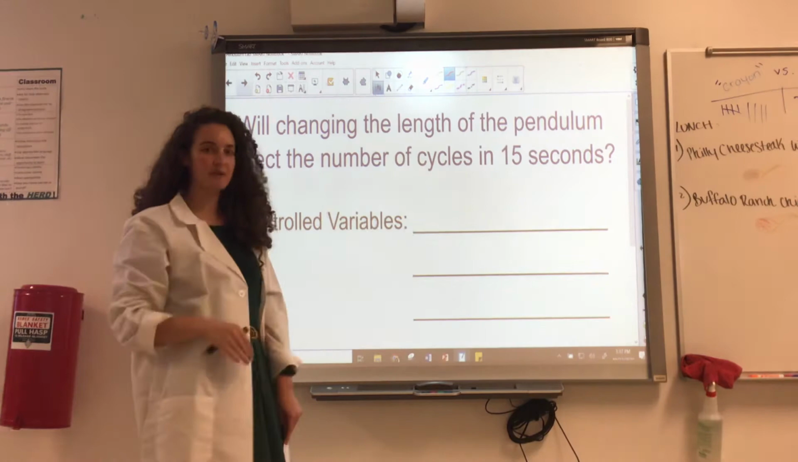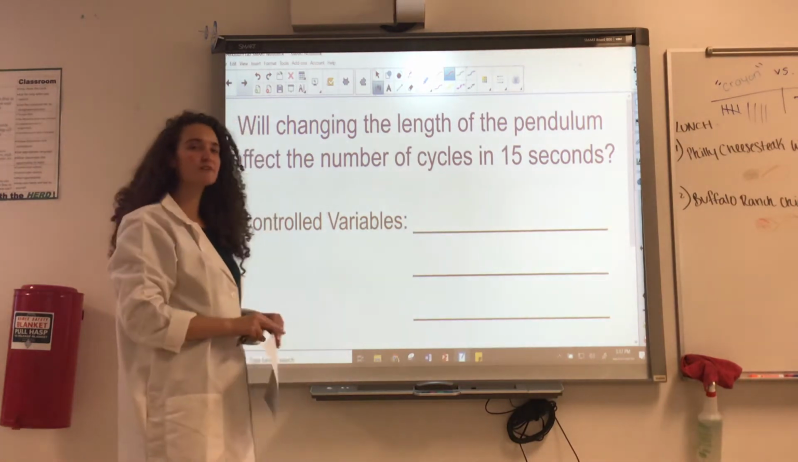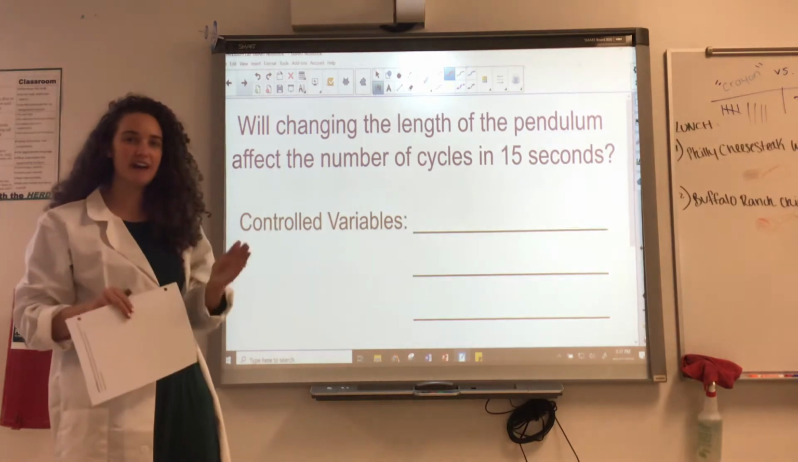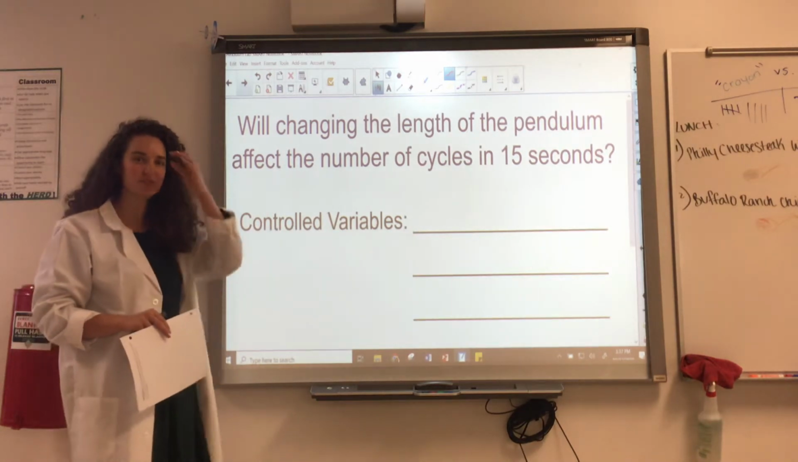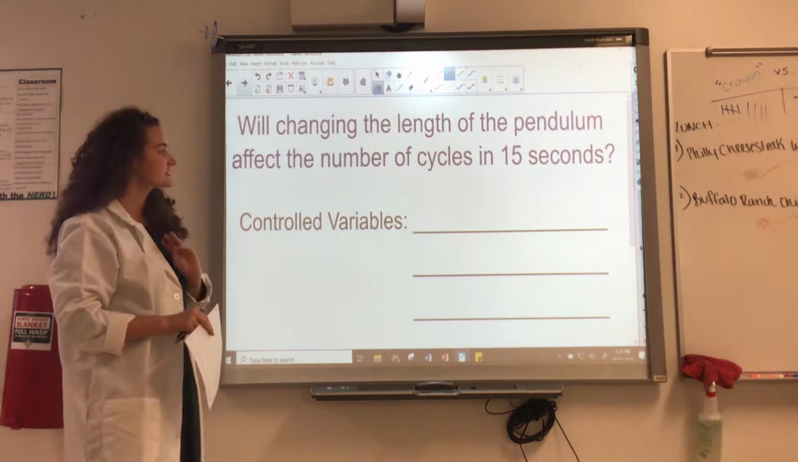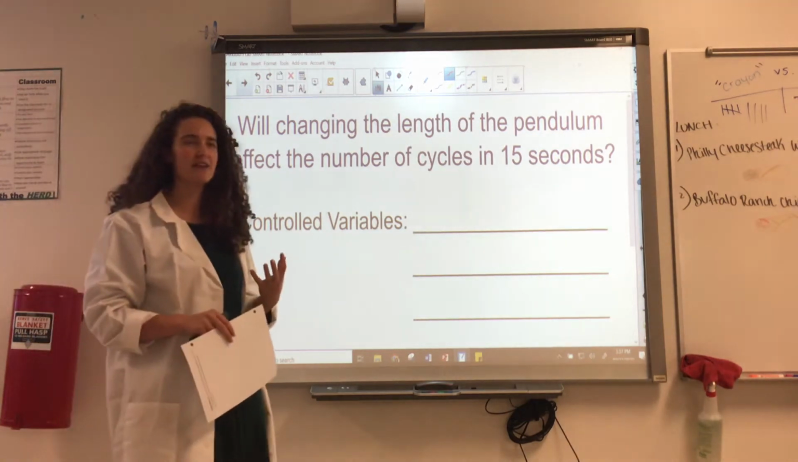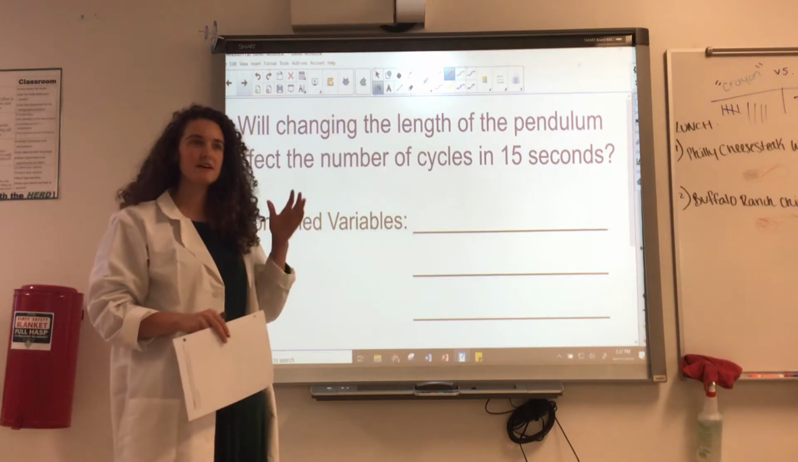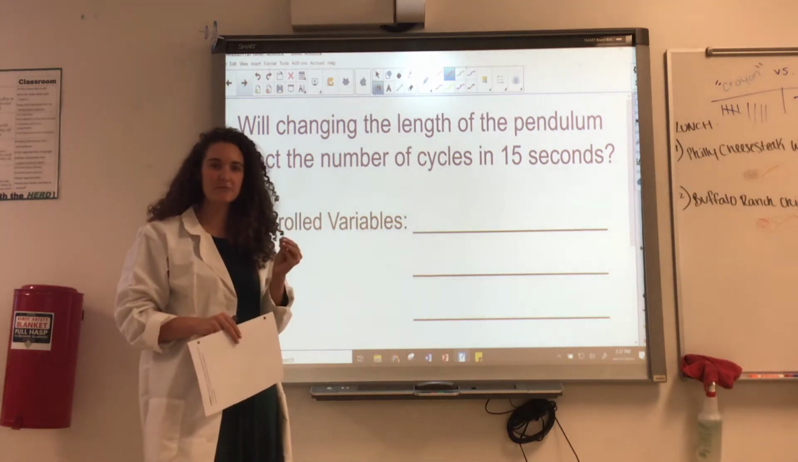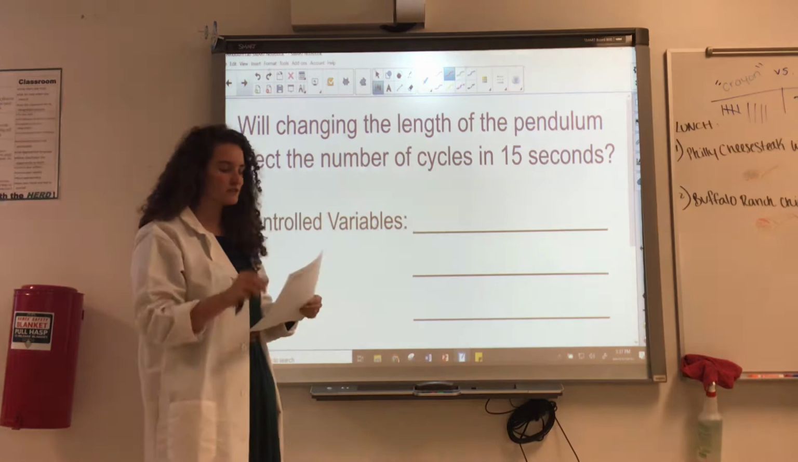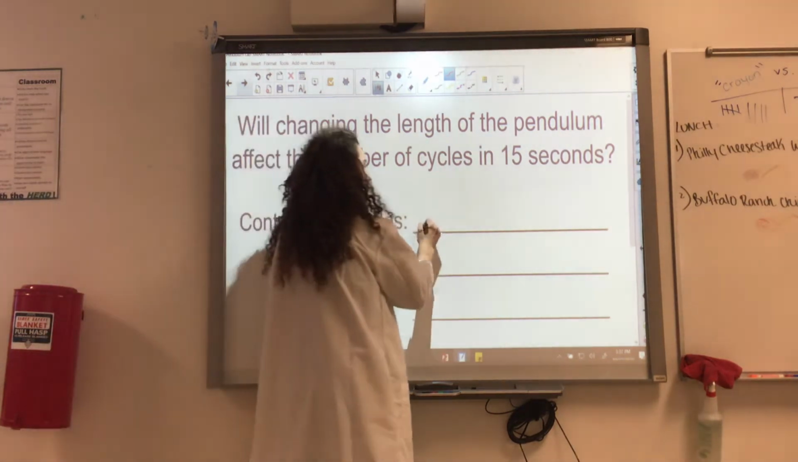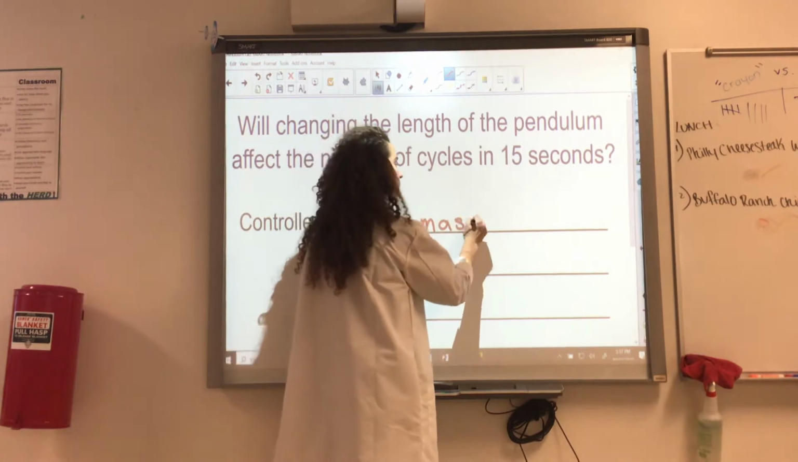In addition to the independent variable and dependent variable, we also need controlled variables. These are the variables that we try to keep exactly the same from trial to trial so that they don't affect our results. Let's think back to our standard and everything that we use to describe what our standard pendulum should be like. Those are the things that we want to keep the same as we change the length. So some of the things that we want to keep the same are the bob. We want the exact same mass of the bob each time.